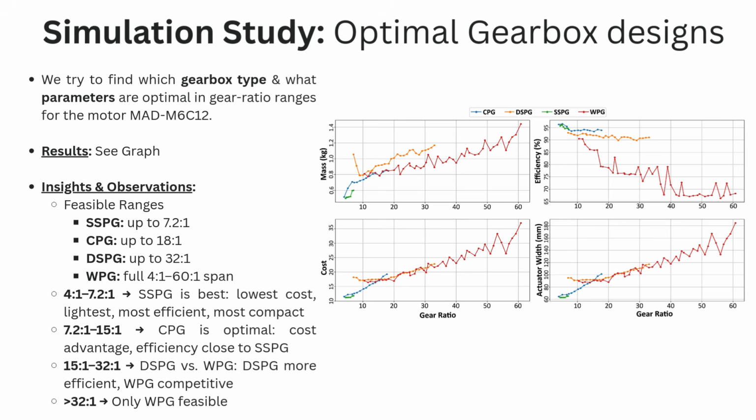We also try to find which gearbox type and what parameters are optimal in different gear ratio ranges for the motor MAD M6C12. The insights are given on the screen. Pause the video to read them.